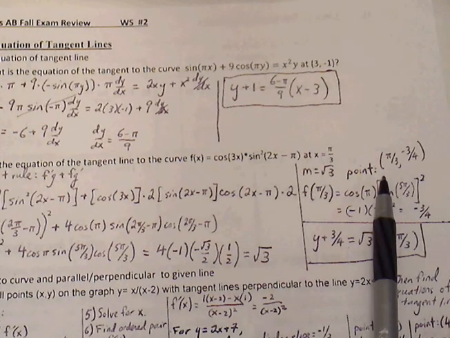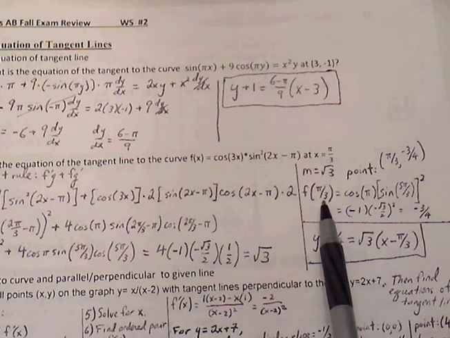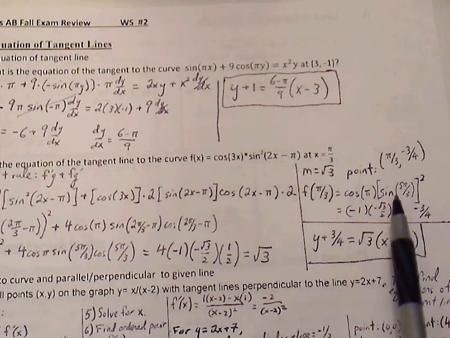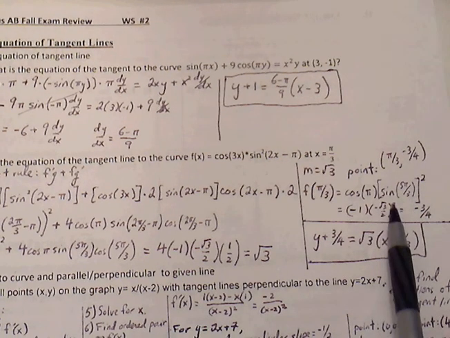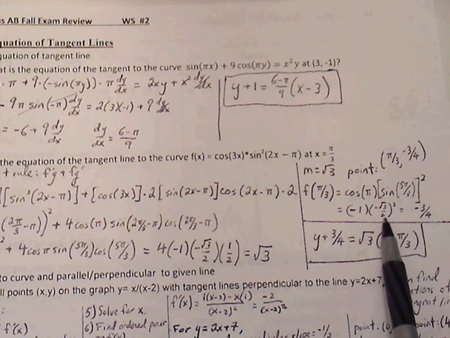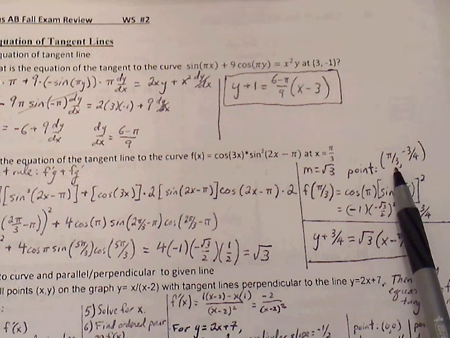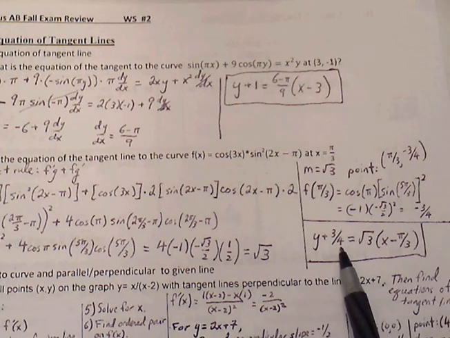To find the ordered pair, we need to plug this x value back into the original equation, and we replace every x we see with pi over 3, and we get cosine of pi, which is negative 1. Sine of 5 pi over 3 is negative root 3 over 2. We square that, and we get 3 over 4 times negative 1 is negative 3/4. So we have our ordered pair, pi over 3, negative 3/4. We have our slope, and now we have our equation of our tangent line.